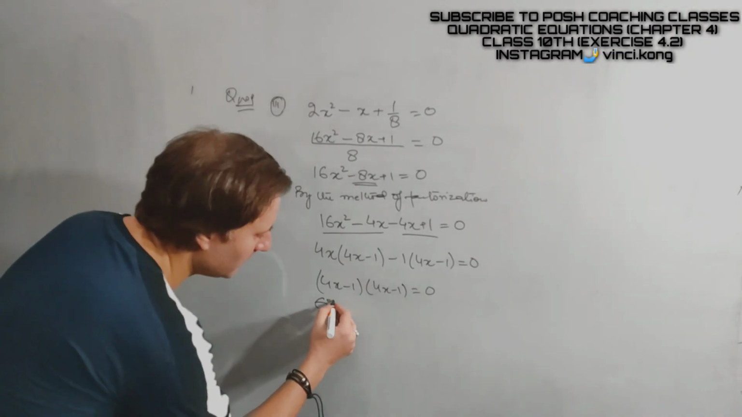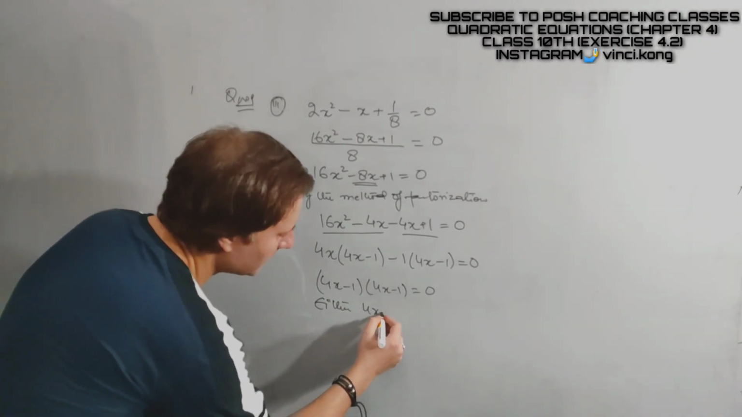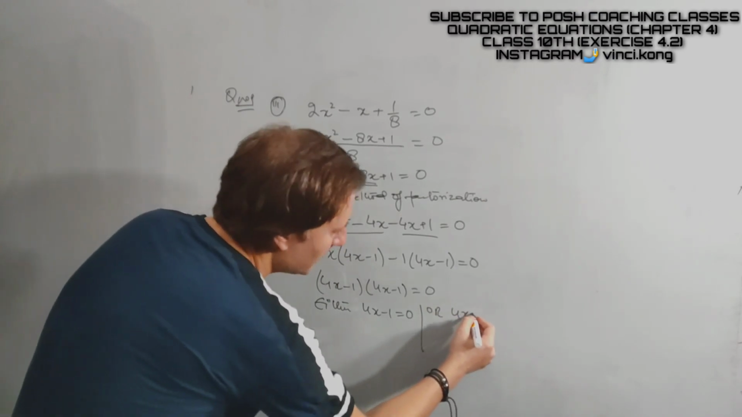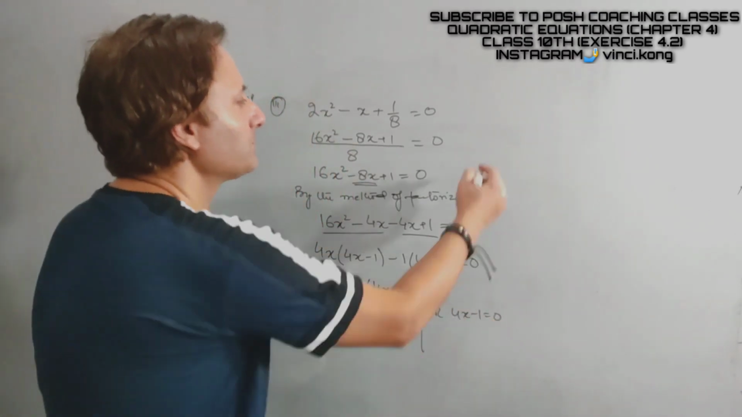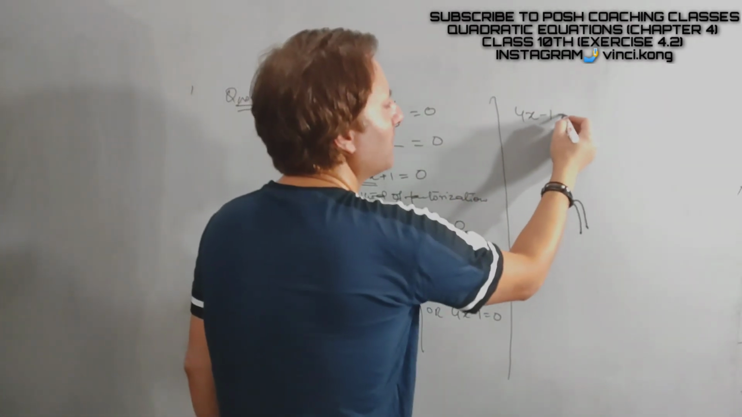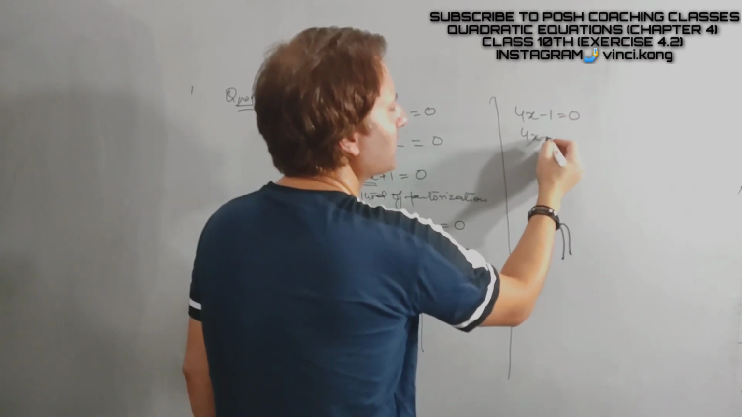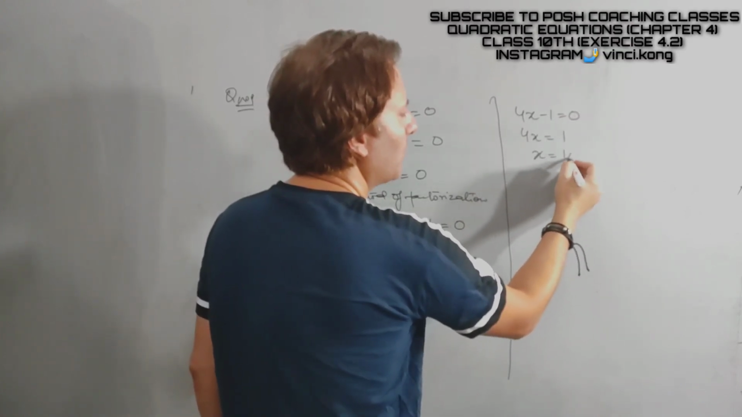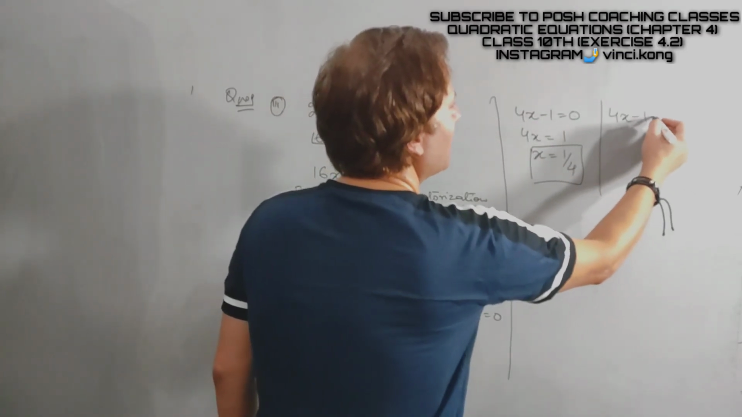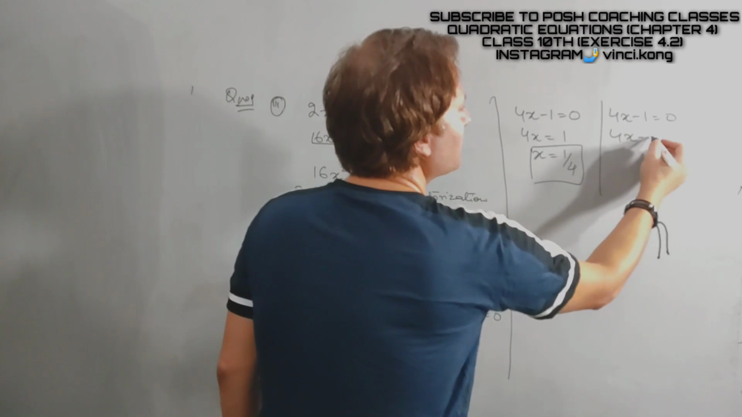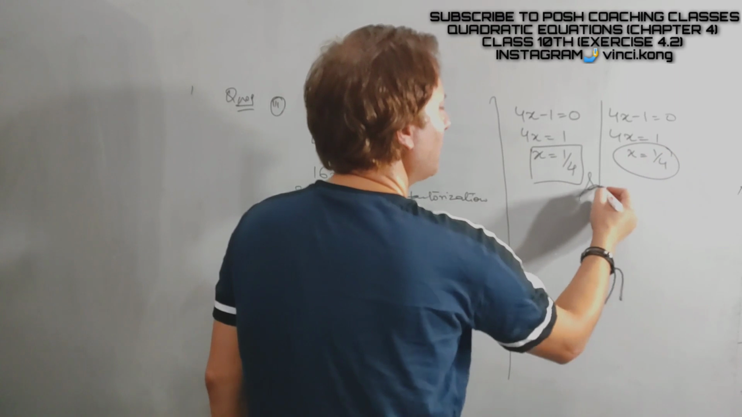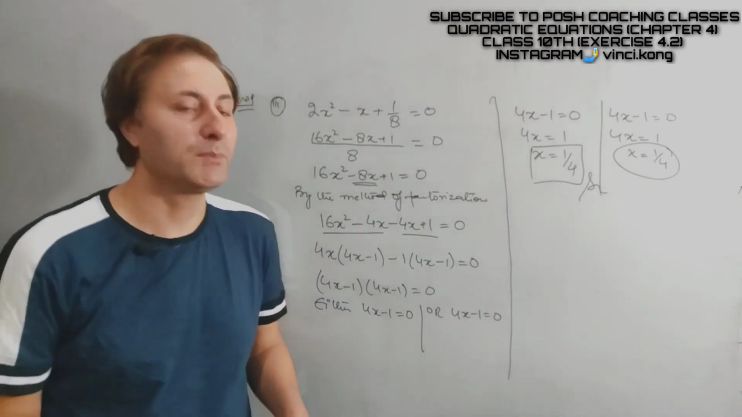So we'll say either 4x minus 1 is equal to 0 or again 4x minus 1 is equal to 0. If we just solve this, 4x minus 1 equals 0. So 4x is equal to 1. x is equal to 1 by 4. Similarly, we have the same equation again. So that also becomes 1 upon 4. Right? So this is part number 3.